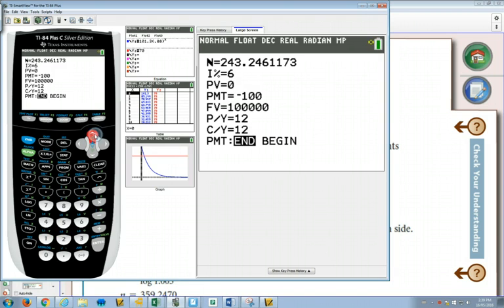We want to know how many payments it would take. So you go up to n, and you go alpha solve, and notice we get exactly the same answer that we got from all the calculations. So the calculator is very friendly that way because you can get the answer right away.